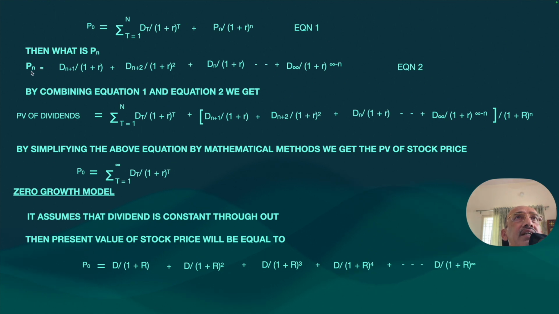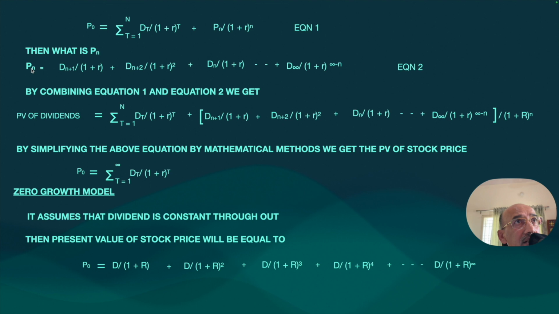See, in that case, the Pn will be this Pn I am talking about, the present value of the equity share. What should it be? If we consider after nth period, the present value of the shares should be, from n plus 1, whatever dividend we are going to receive till infinity will be the present value of that equity share.